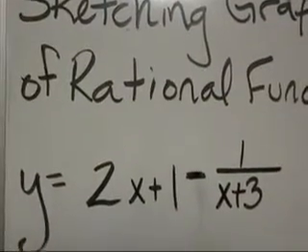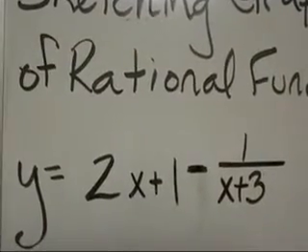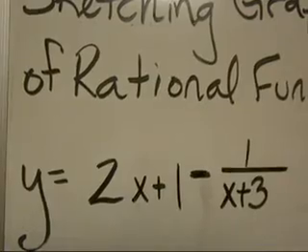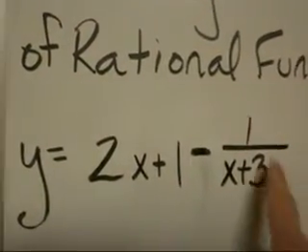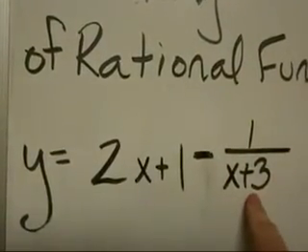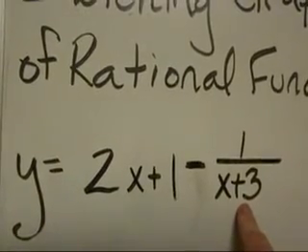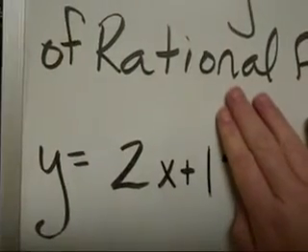Last example. Again, we've already done the long division, and this was our final answer: y equals 2x plus 1 minus the remainder of 1 over x plus 3. There was no removable discontinuity. This piece right here helps me find the vertical asymptote. Set x plus 3 equal to 0, and you get that x is equal to negative 3 for the equation of the vertical asymptote. Ignore the remainder.